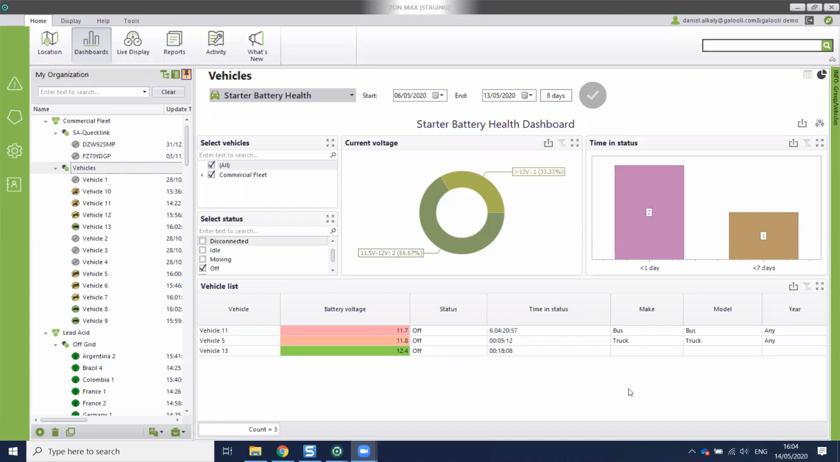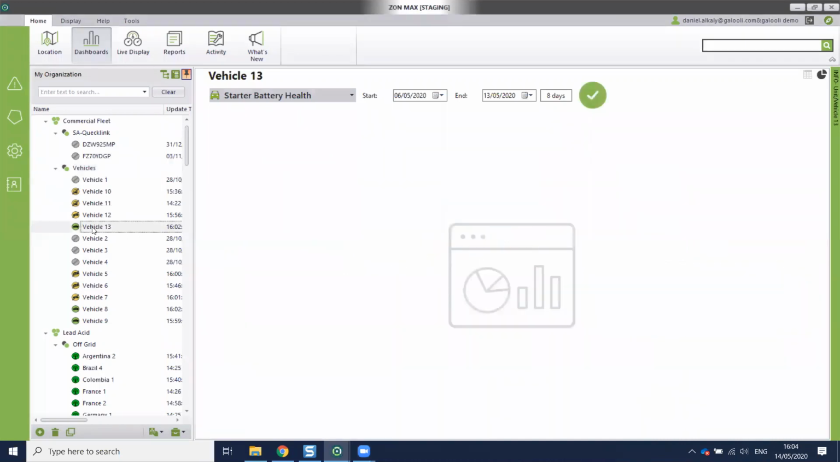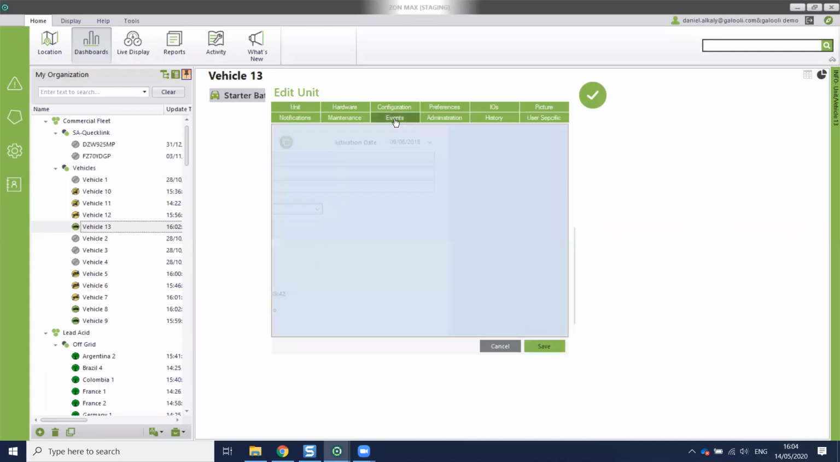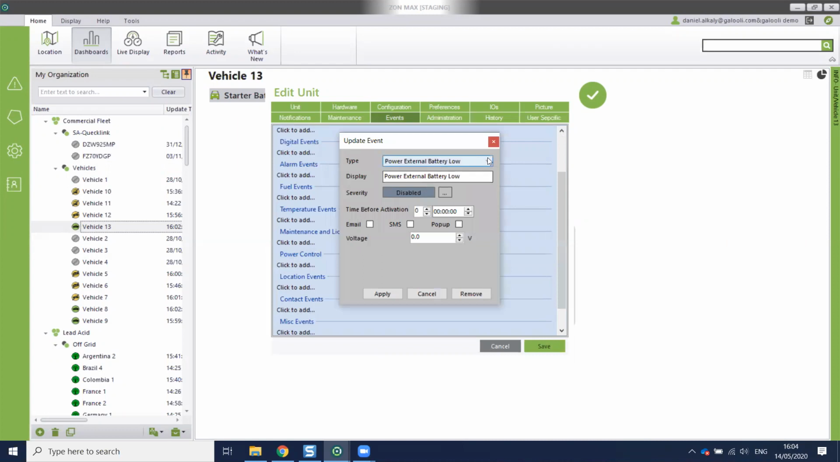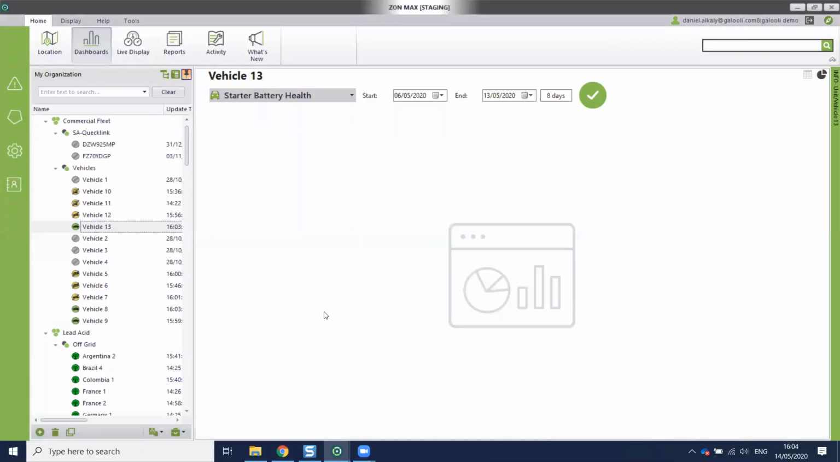Another option is to have an event set up that the power disconnected. It's a very straightforward event. If I go to power control, I can set up power disconnected, and that means that every time there's a disconnection of the power, you can right away see where the vehicle is located. So those are the two options we have. There's no actual connection between the dashboard and the map, but that's probably something we can consider for future versions.